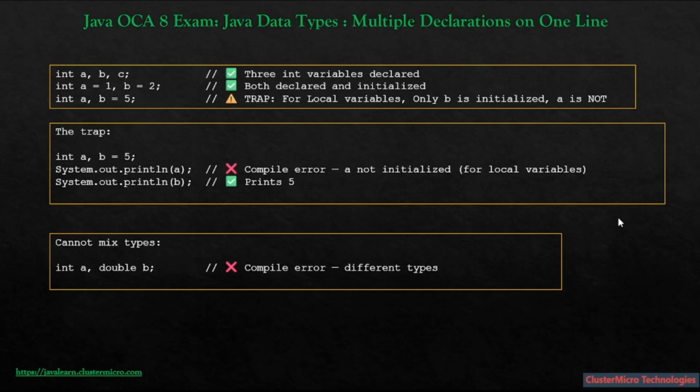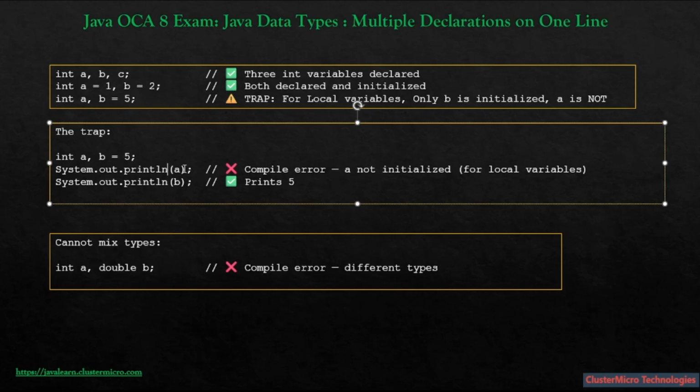So that's a trap. Another trap is the one we have shown here. You have declared int a = b = 5, but you are trying to use System.out.println(a). You are trying to use a here, and a is not initialized yet, so it will lead to a compilation error. But this other version will work. It will print 5.